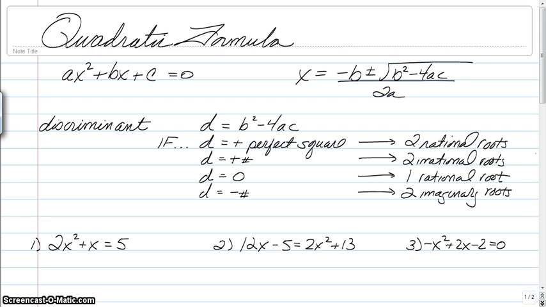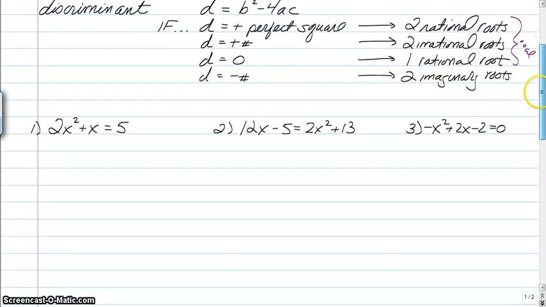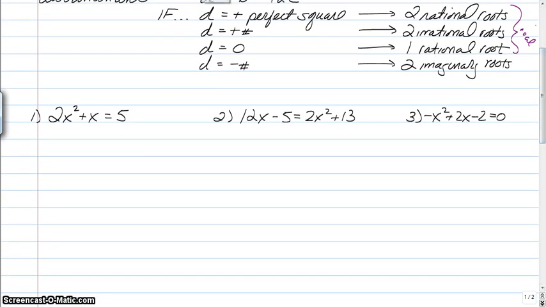Now, of course, these top three are all real numbers. And then if you have a negative number inside, well, you can't take the square root of a negative, well, kind of. And that makes two imaginary roots, okay? So this is pretty much a review video of something you learned back in Algebra 1. So I'll step you through the first one again, and then I'll let you do the next two.